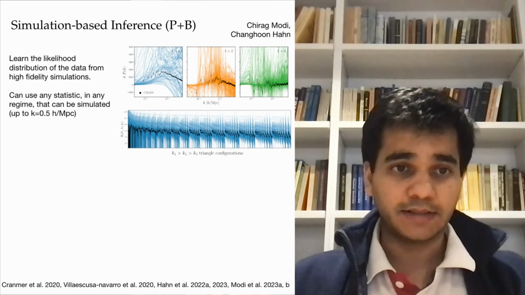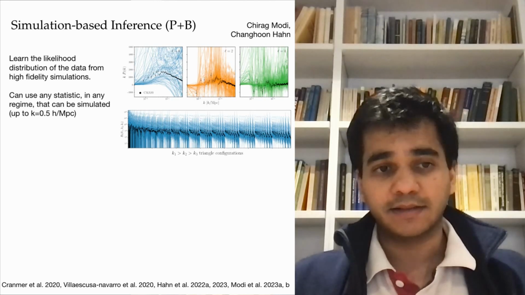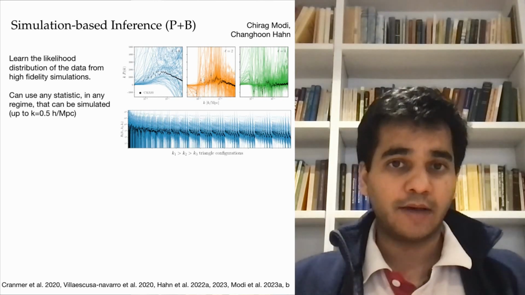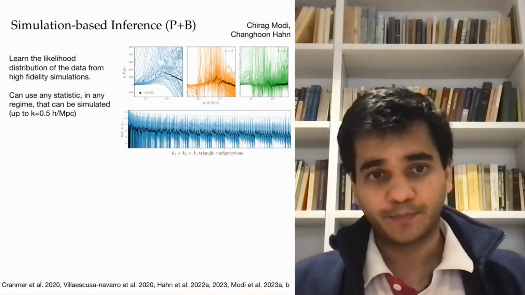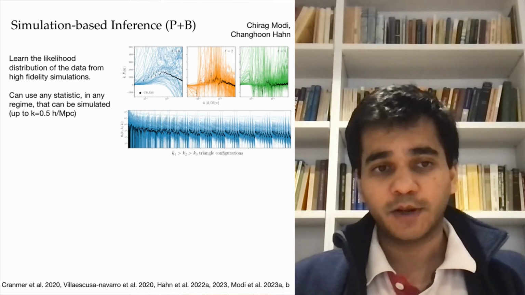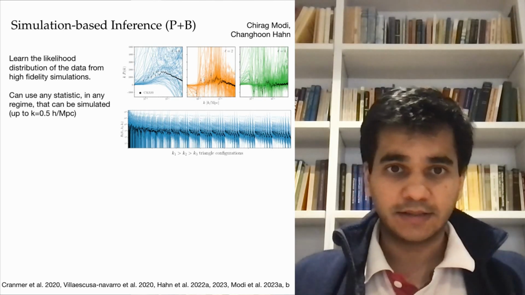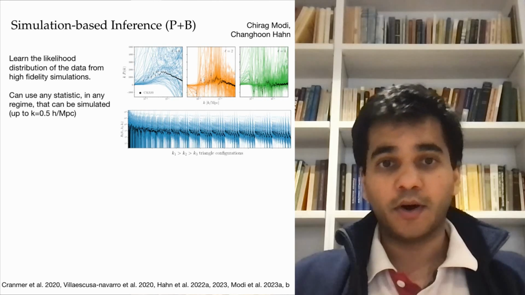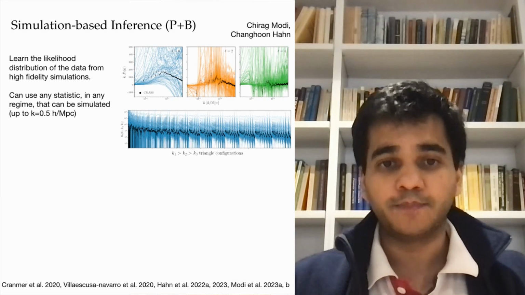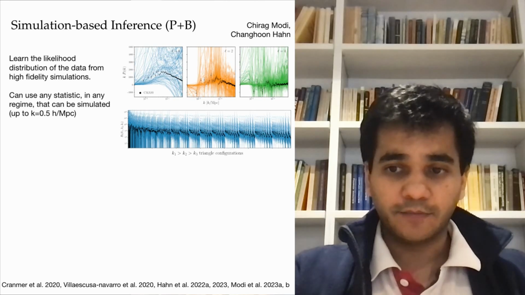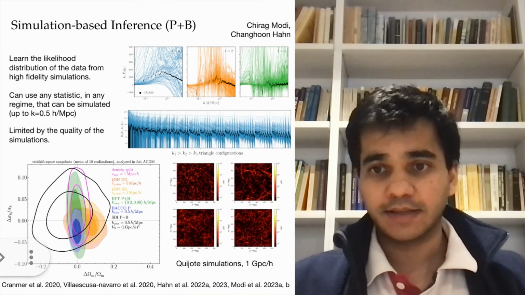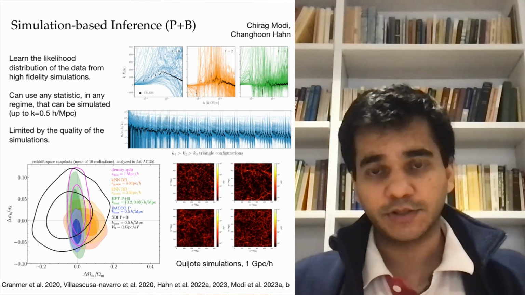An advantage of this is that we can now use any statistic in any regime that can be simulated, and we are no longer restricted to having a theoretical model for these statistics. So for this mock challenge, we used power spectrum multipoles and bispectrum, and we used them up to the small scales of k of 0.5, where we do not have theoretical models from effective field theory or perturbation theory so far. A flip side of this, however, is that because we are using simulations, our final analysis is limited by the quality of the simulations that we use.